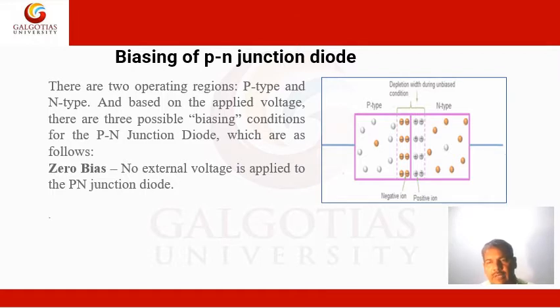As shown here in the figure, the left side shows the p-type semiconductor, and the right side shows the n-type semiconductor. When they join together, they form a PN junction, and this junction is free from charge carriers, also named the depletion layer. If no external voltage is applied across this junction, it is known as zero bias.